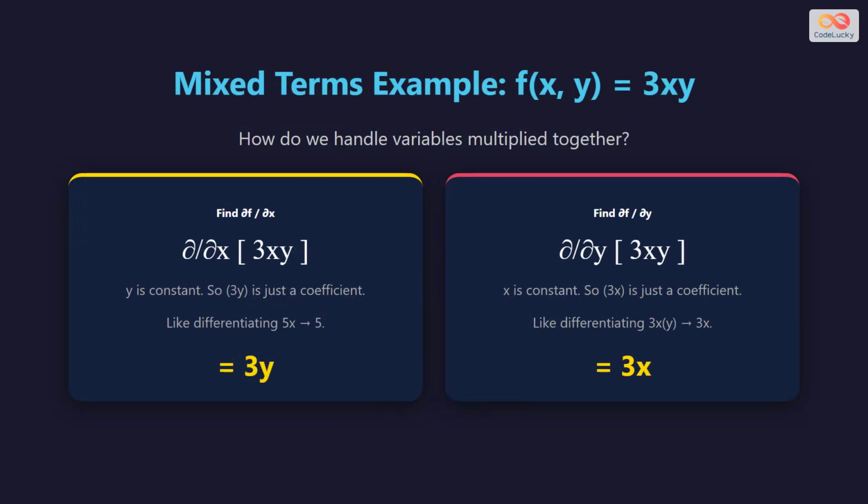What if the variables are multiplied together? Consider f equals 3xy. To find the partial with respect to x, y is just a coefficient number. It hangs along for the ride. So the derivative is 3y. To find the partial with respect to y, x is the coefficient. So the derivative is 3x.